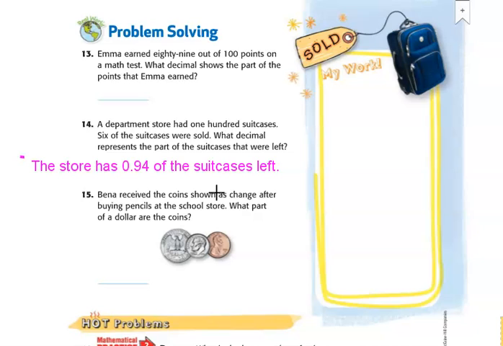Okay. Benna received the coins shown as change after buying pencils at the school store. What part of a dollar are the coins? So we've got a 25 here. If I wanted to show that on my place value chart, I could, and then I could just keep going with it. So let's do that. 25 would be 10, 20, 21, 22, 23, 24, 25. And then the dime is worth another 10.